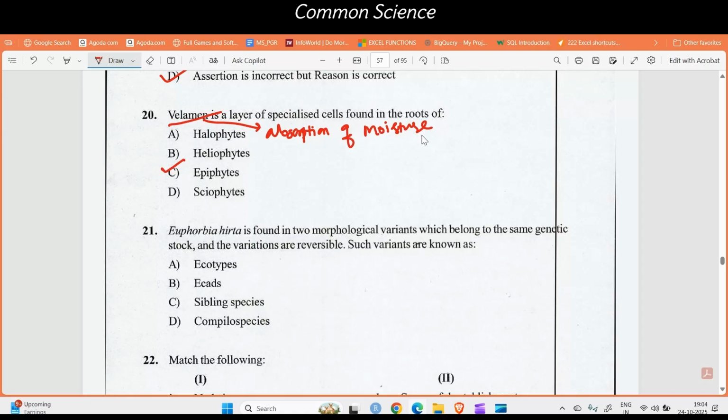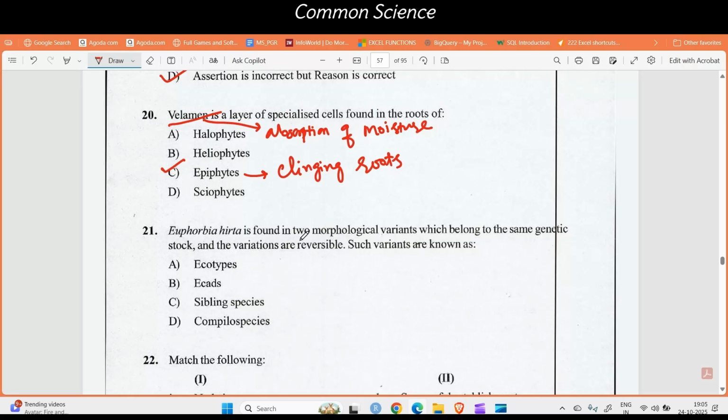from the air. Epiphytes are those plants which are found on the trunks of large woody trees. Since they do not have roots connected to the ground, they have these hanging roots, velamen roots, which absorb the moisture from the air itself. These epiphytes also have clinging roots, which help them cling to the woody plant or the tree, we can say.